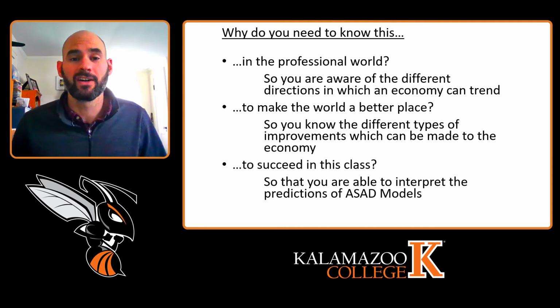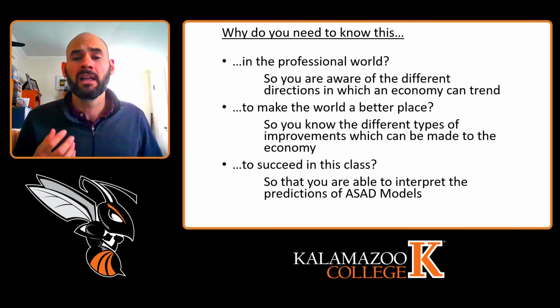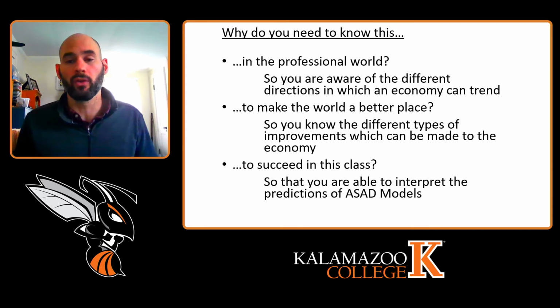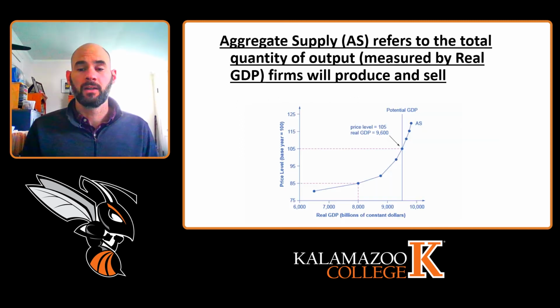So the motivation here is relatively similar to that in the previous video, that I want you to be aware of how there are different directions in which the economy can trend, that it's not just those two polar opposites as in the Keynesian cross model. I want you to be aware of the different types of improvements which can be made to get the economy on the track that we want it to be, as well as to be able to interpret the predictions of the aggregate supply, aggregate demand model.